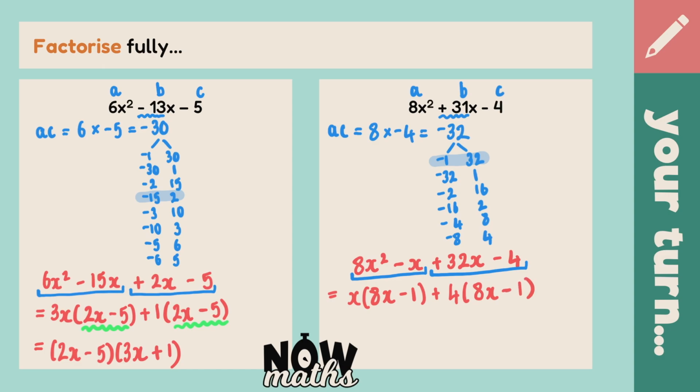Now we can see we have a quadratic in just two terms, and there is a common factor of 8x subtract 1 in each. So we take out a factor of 8x subtract 1. And if we divide the first term by 8x subtract 1, we get x. And if we divide the second term by 8x subtract 1, we get 4. And this is all of the terms, so we close up our bracket, and this is our fully factorised quadratic. And again, the brackets could be written in either order.